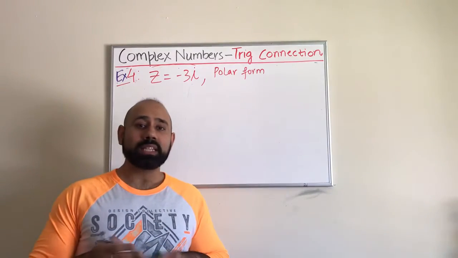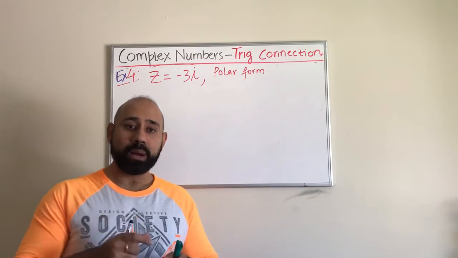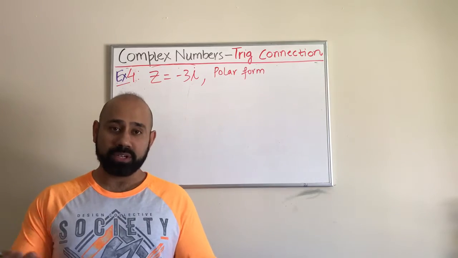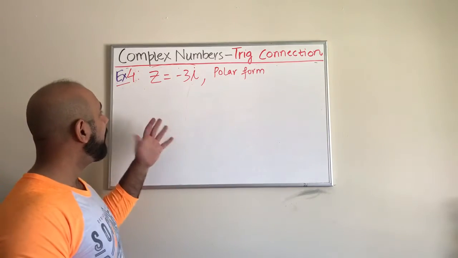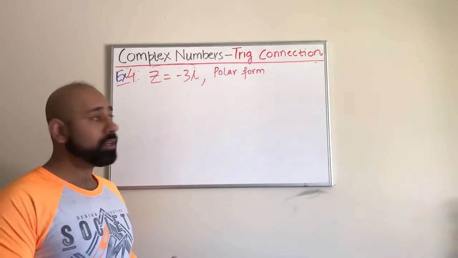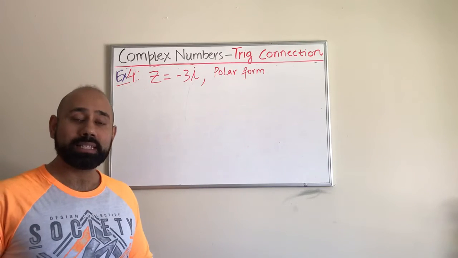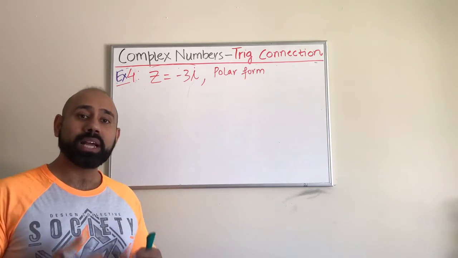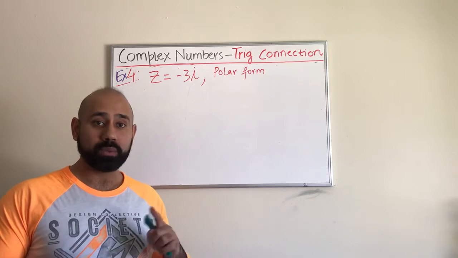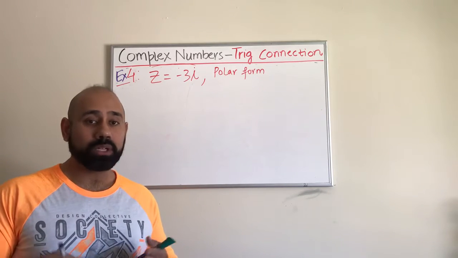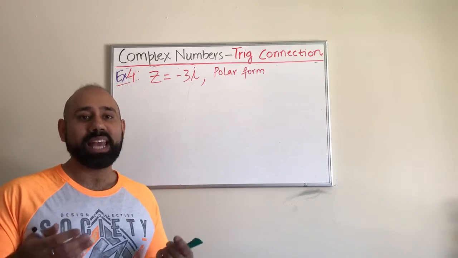Hi guys, let us look at this last example on transforming a complex number from standard form to a trig form or a polar form. Guys, here I have a purely imaginary number, negative 3i, and we want to rewrite this in the polar form. We already know that to write it in a polar form, we need a few things. One, we need the absolute value or the value for r, and we also need the angle theta.